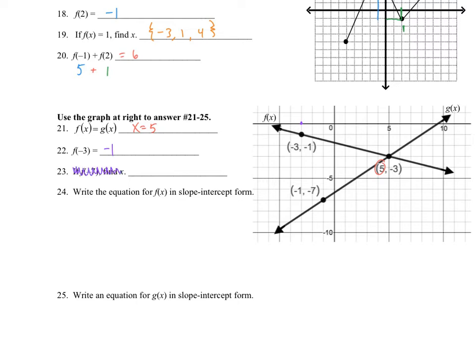Let's see, how'd you guys change this one? If g of x equals -7, find x, right? That's what it said. So when g, so that's this line, when the y value is -7, what's x equal to? So we're looking at that point. So that means that x would equal -1. So when we plug in -1 into g, we would get -7 as the answer. All right.